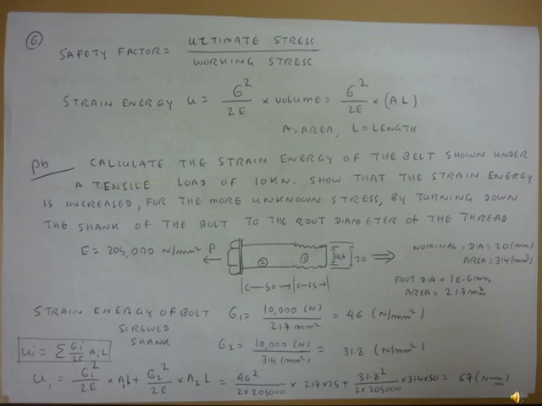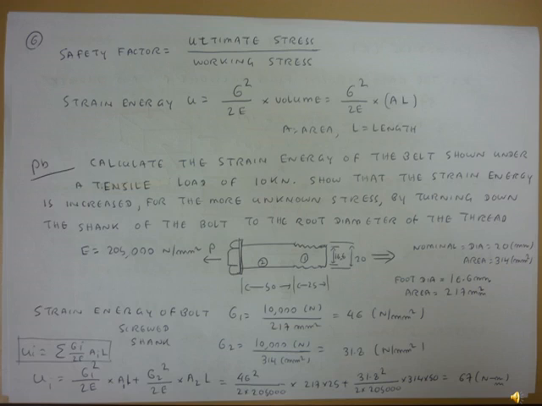So area is pi by 4 multiplied by 20 squared, so you get 314 millimeter square. The foot diameter is 16.6 millimeter, so area is calculated as pi by 4 multiplied by 16.6 squared, so you get 217 millimeter square.